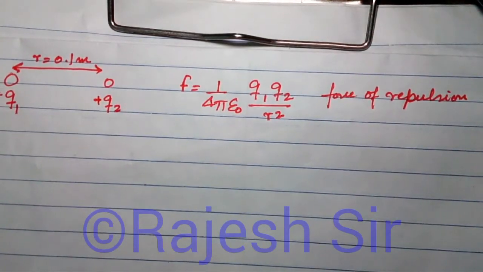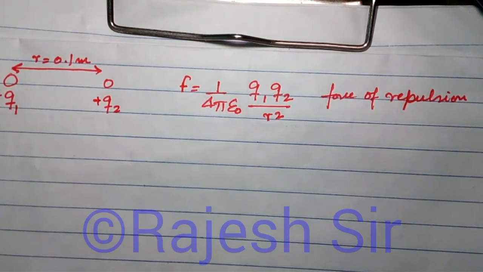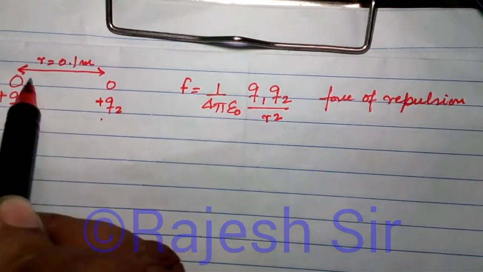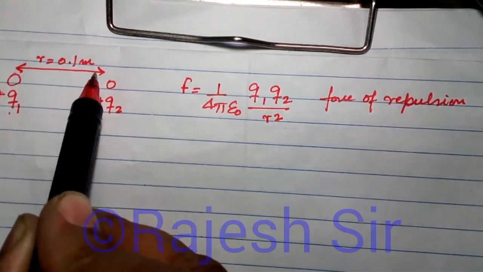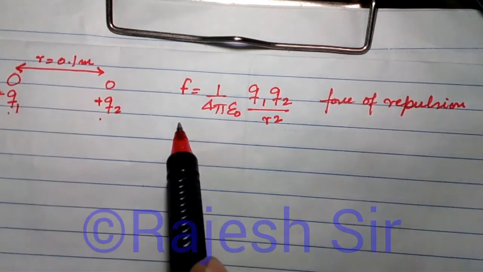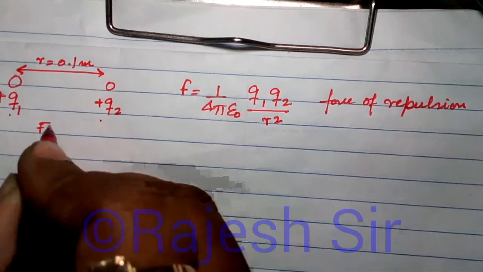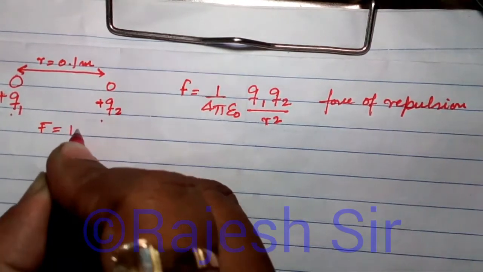So I have just stated the problem over here, and you can see I have drawn two charges. This is Q1 and this is Q2, and they are separated by a distance of 0.1 meter apart, and they repel each other with a force of 18 Newton.